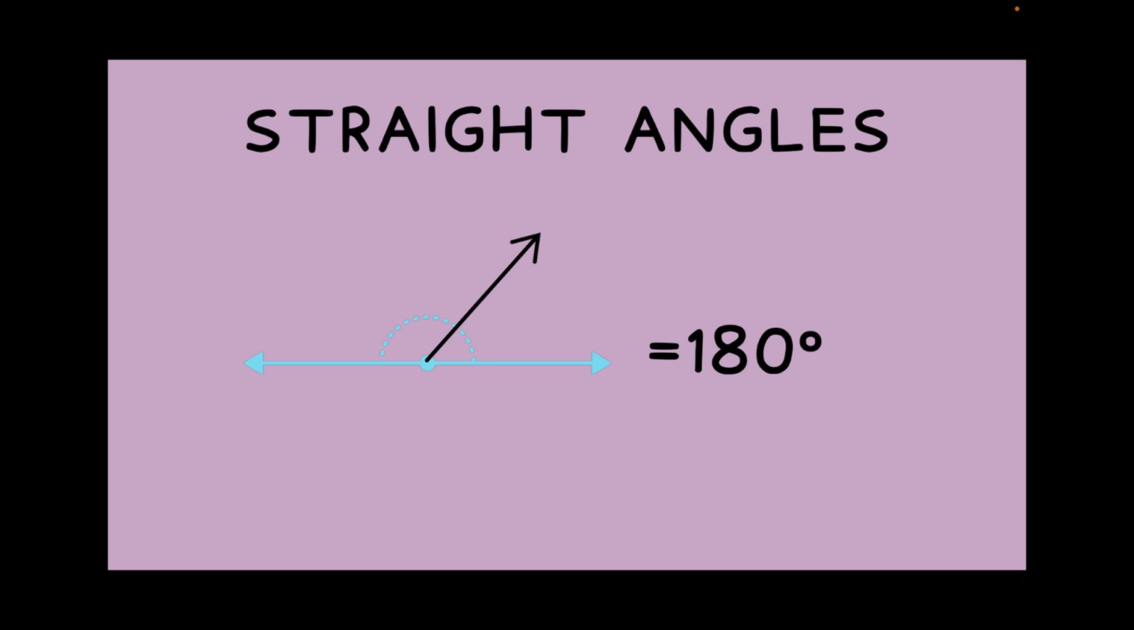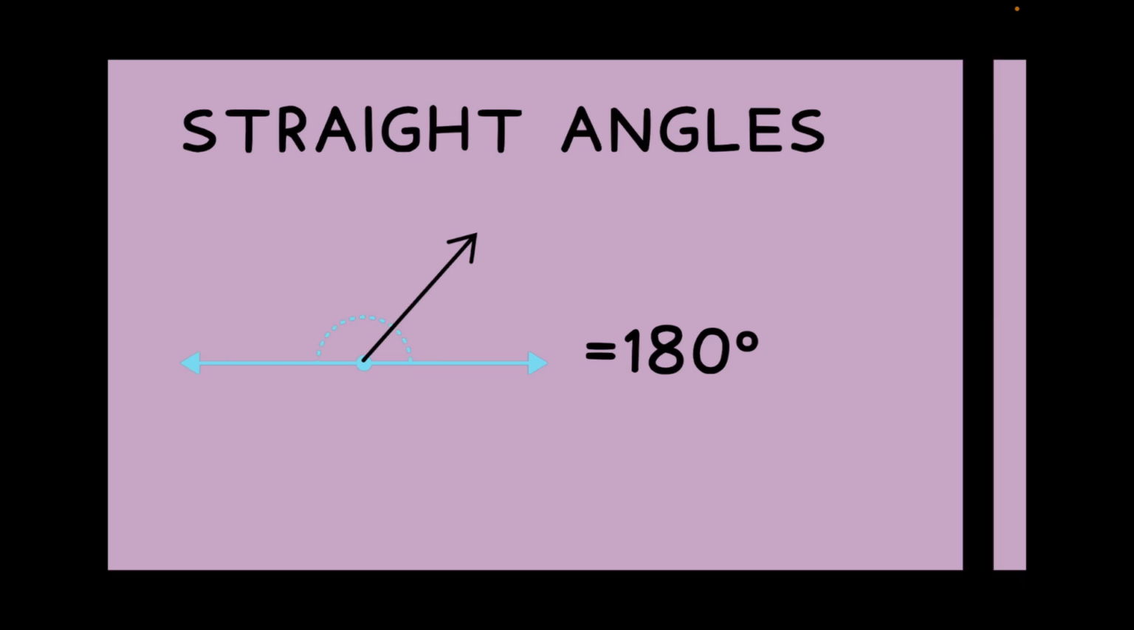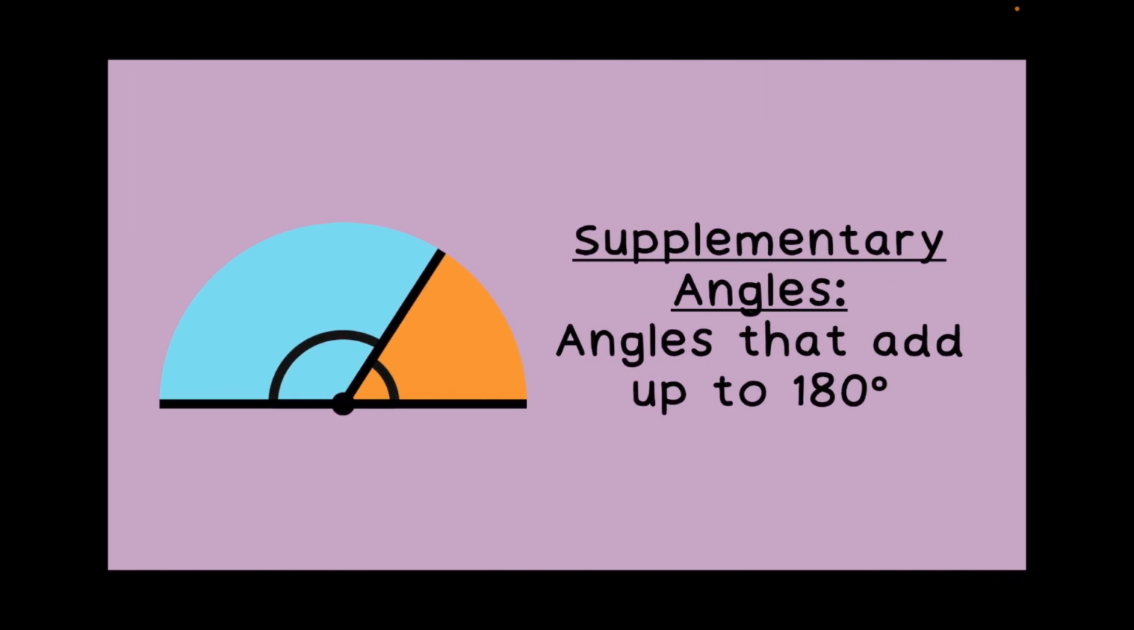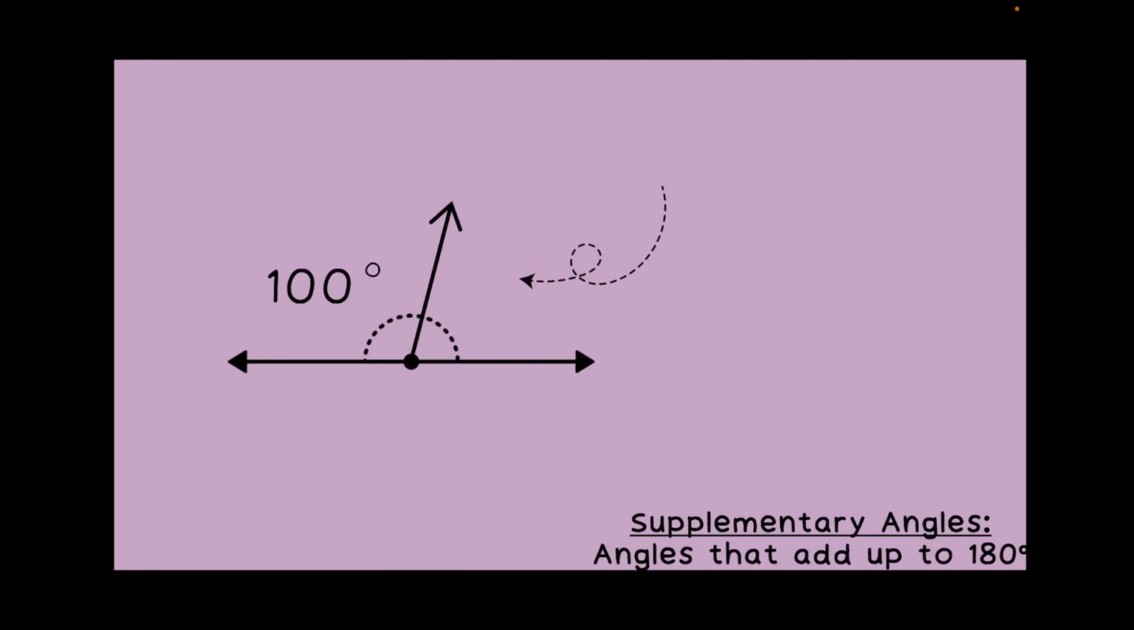Even if I was to split that straight angle up into two angles within it, those two angles, when I add them up, are still equal to 180 degrees. When that happens, that's called supplementary angles. Supplementary angles are angles that add up to 180 degrees. So let's practice using some of our understanding with this to help us find missing angle measurements.